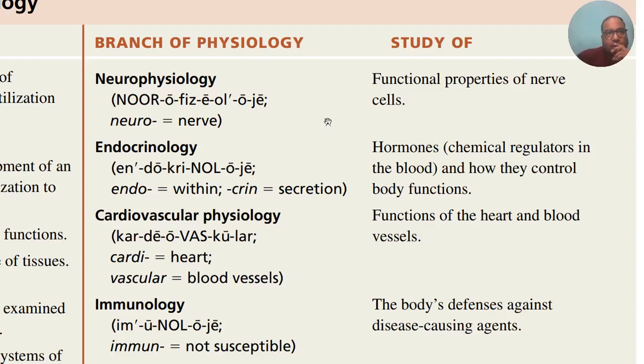The next one is endocrinology: hormones, the chemical regulators in the blood, and how they control body functioning. The overall study of hormones in the body is done under endocrinology. Endo means within and crine means secretion. So the secretions of hormones and their functions are studied under endocrinology.